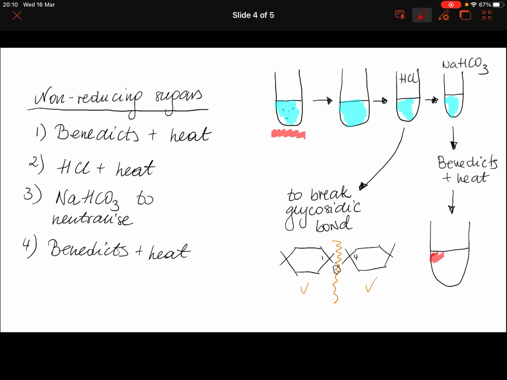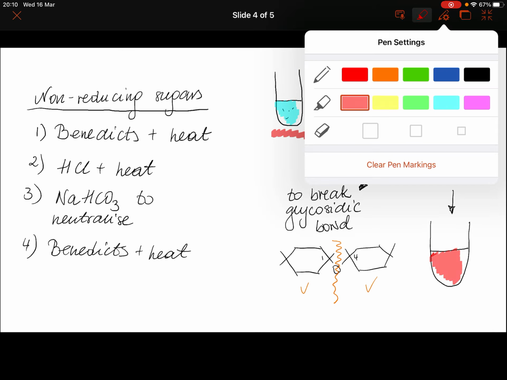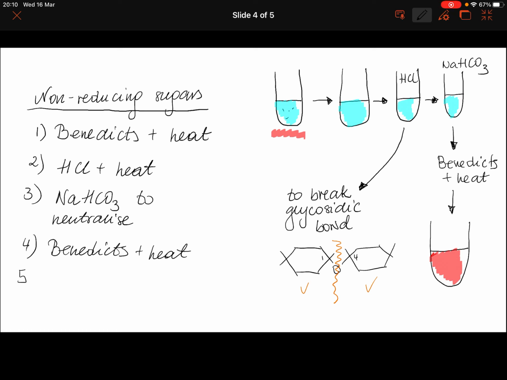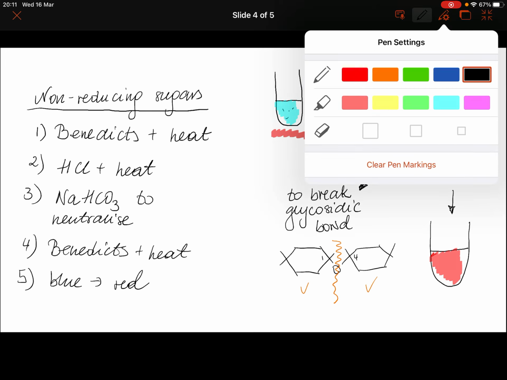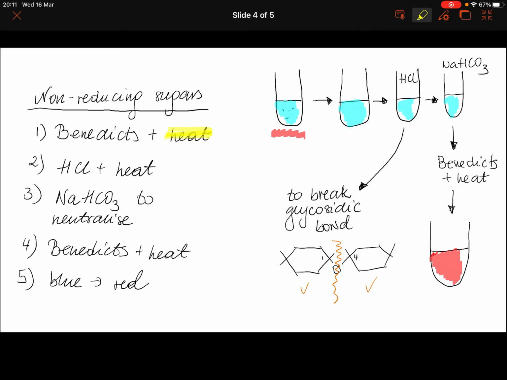The red brick color: the solution will change from blue to red. So that is the method for non-reducing sugars, and the most common mistake students make is forgetting the idea of heat. So don't make that mistake. That's disaccharides and the methods of identifying the presence of non-reducing sugars in a food sample. The last group of carbohydrates that we need to be aware of are polysaccharides.